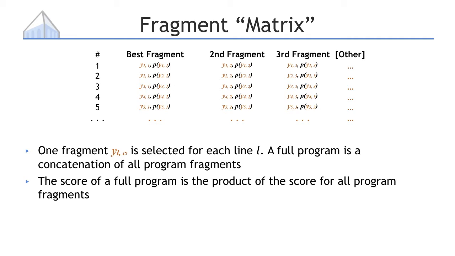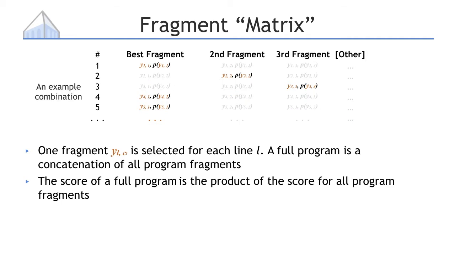Program fragments are the basic units that we are going to work with, and we assume this matrix of fragments is given. Throughout this work, our goal is to search for some combinations of the program fragments to form a program, which is equivalent to selecting a column for each row. Additionally, the score of a program is given by the product of scores of individual program fragments. Let us see some concrete examples.